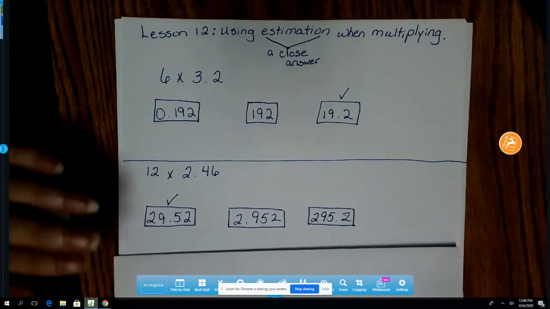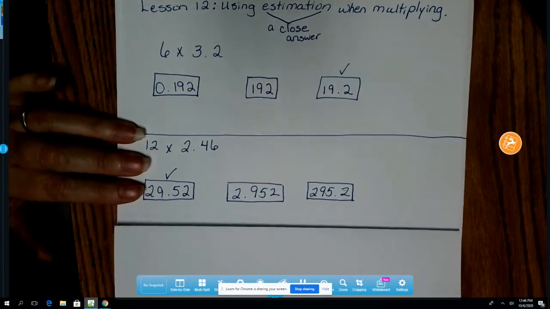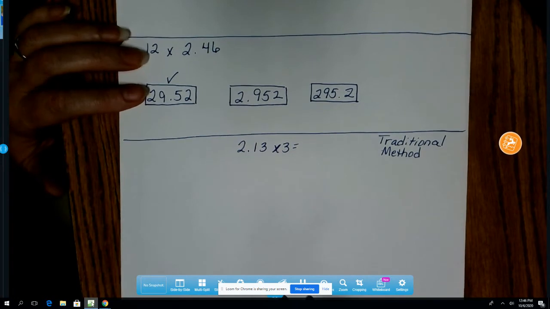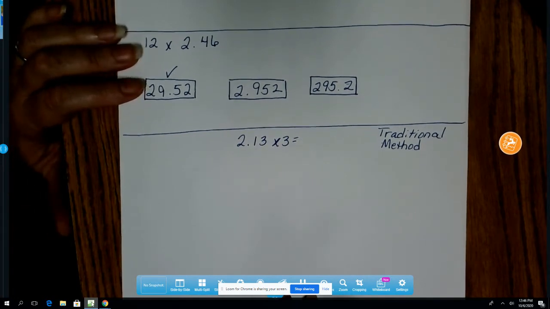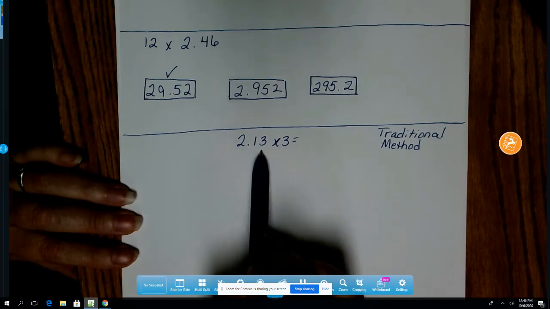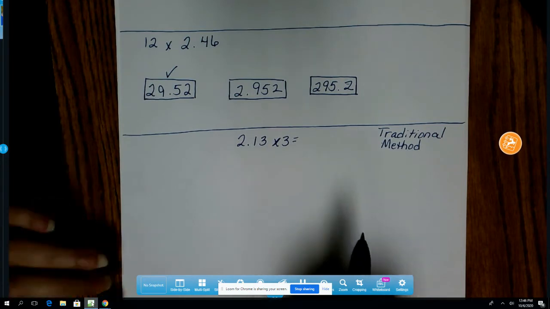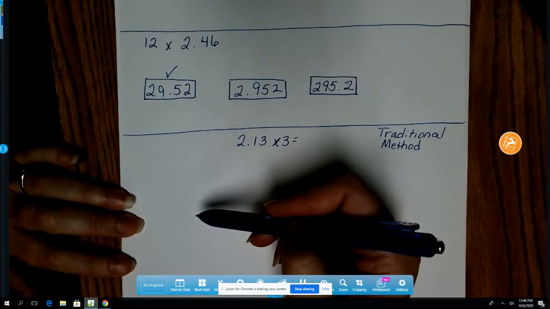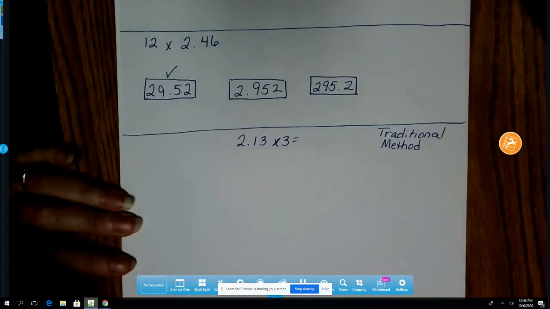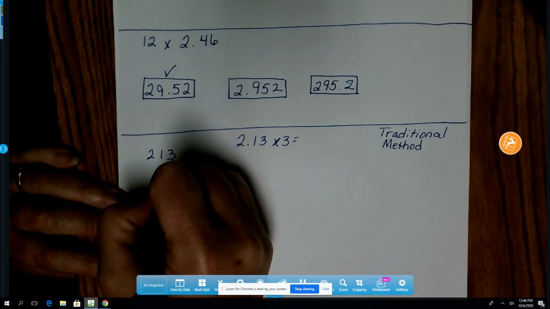So now we can use this estimation method to check our work, and we're going to look at using the traditional method to multiply decimals. So here I have 2 and 1300ths times 3. I'm going to write this vertically, and I'm not going to worry about the decimal just yet. The decimal part will come at the end. I'm just going to multiply right now.